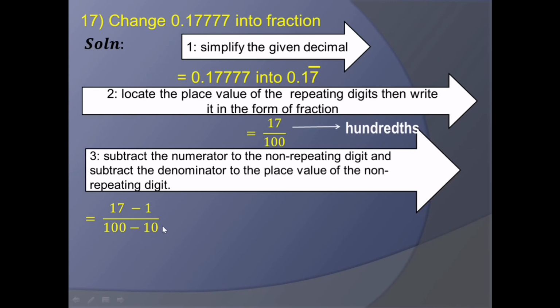Where did you get 10? Because the place value of the non-repeating digit is on the tens digit. Tens, 100 minus 10, okay? So 17 minus 1, that is 16. 100 minus 10, this is 90.